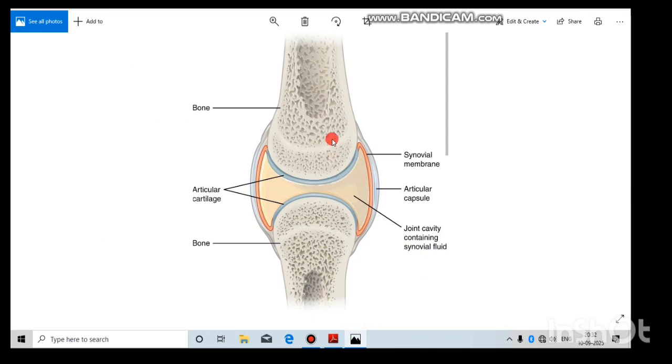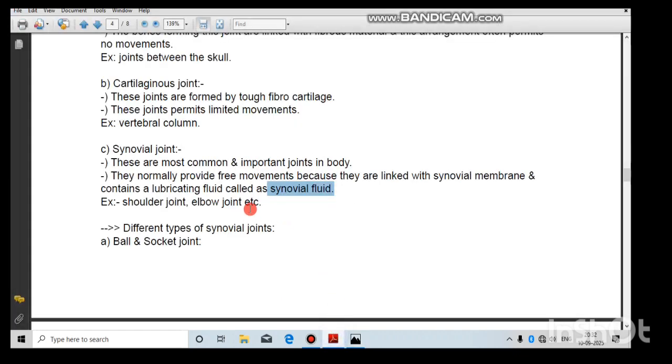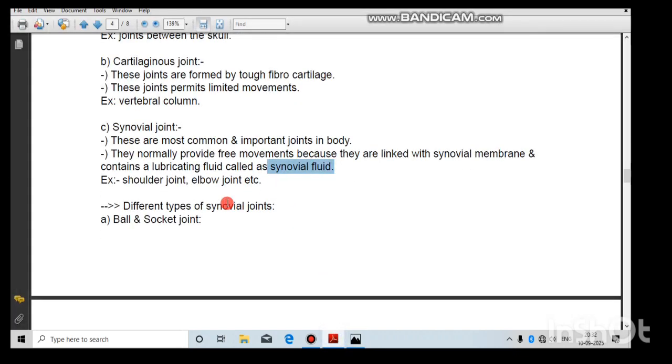See here students, there is one bone and here there is the second bone. In between these two bones there is a synovial capsule in which you can find the red colored synovial membrane. Inside this membrane there is a liquid, that liquid is synovial fluid. That keeps them connected and helps form the joint. That is the synovial joint. This synovial joint has a few more types in it.